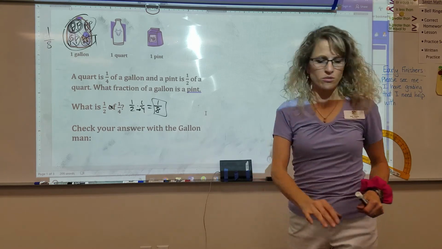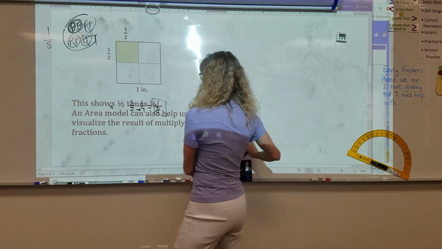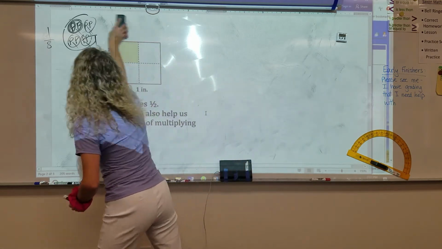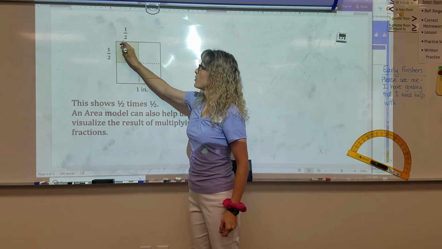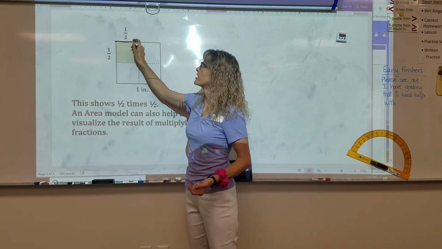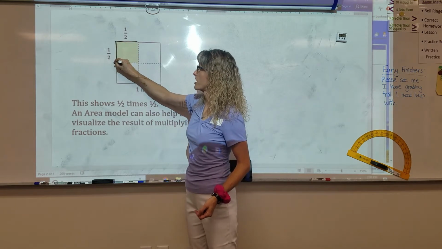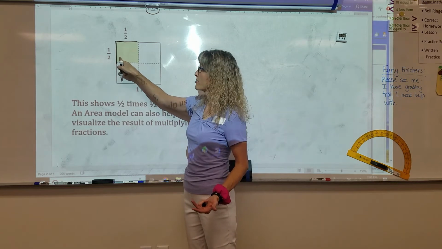Okay, so we already checked our answer with the gallon man. What about this graphical model? A lot of you have already seen that, but some have not seen a way to do this graphically with the model. If this is 1 inch across by 1 inch across, half of it would be from here to here. Half of this one would be from here to here. So if I said a half times a half, it would make this square, right? A perfect area, half times half.